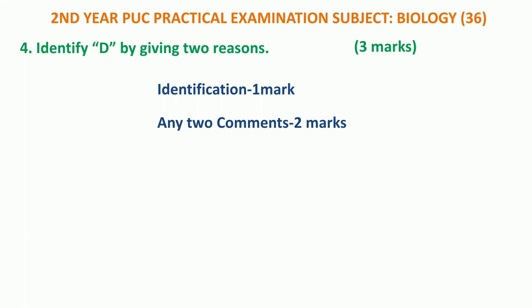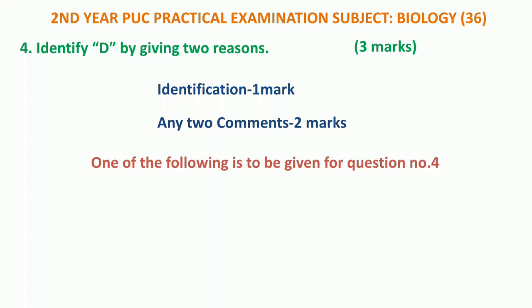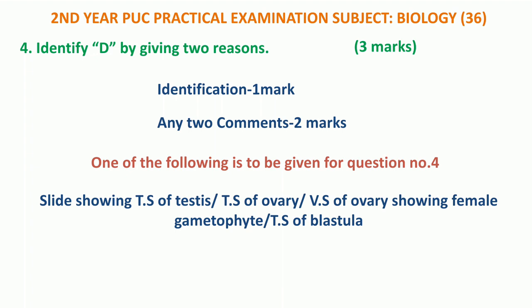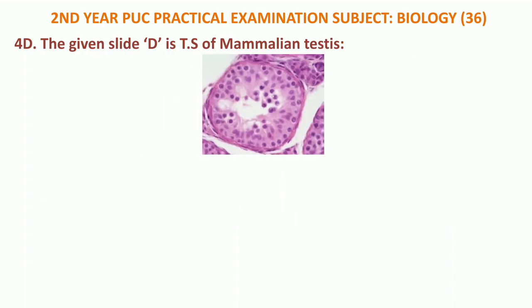Any 2 comments, 2 marks, but there is no need to write or draw the diagram. One of the following is given for question number 4: slide showing TS of testis, TS of ovary, or VS of ovary showing female gametophyte, or TS of blastula. For example, in microscope, in D, if they give this slide, you should write the answer in your answer sheet like 4D.